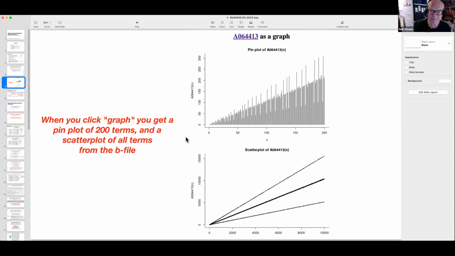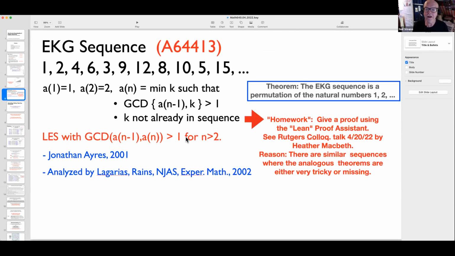Anyway, here's another version of the definition. This was sent in by a high school student, invented, you can say, by a high school student in Birmingham, England in 2001, Jonathan Ayres. Pretty nice sequence. And there's a reference to our 2002 paper 20 years ago. But this is a really good sequence.